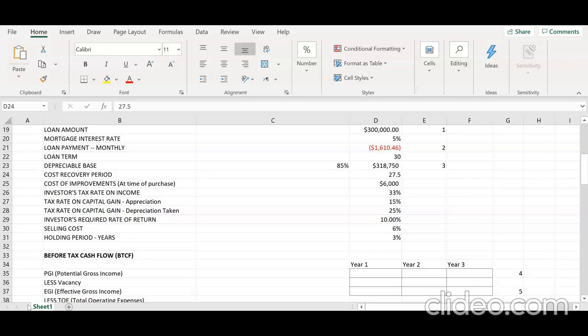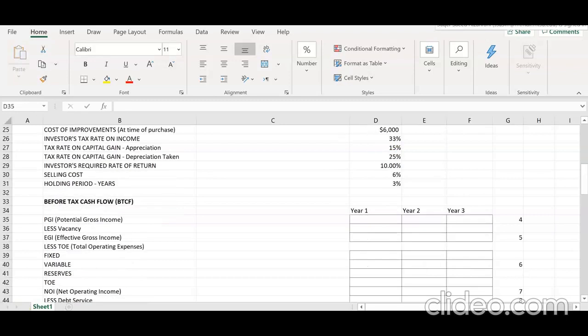Then I calculated the net operating income by subtracting the total operating expenses from the effective gross income. To get the before tax cash flow, I subtracted the debt service, which is the monthly payments multiplied by 12, from the net operating income.